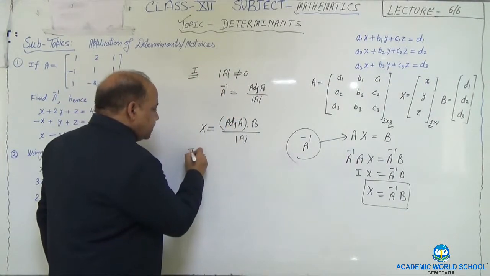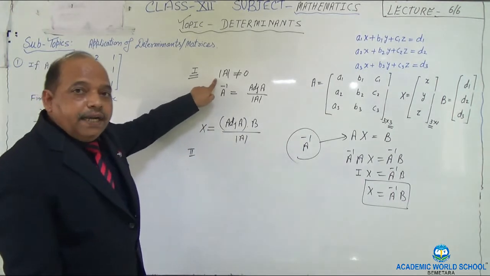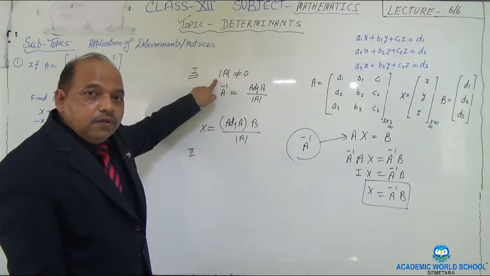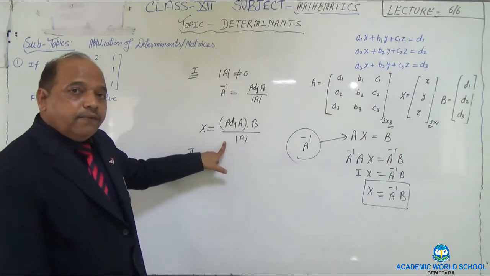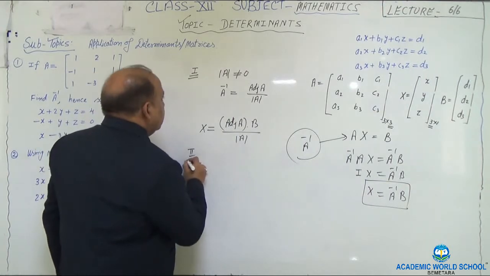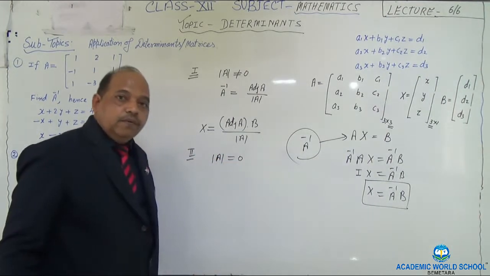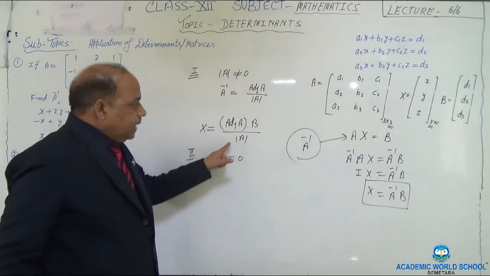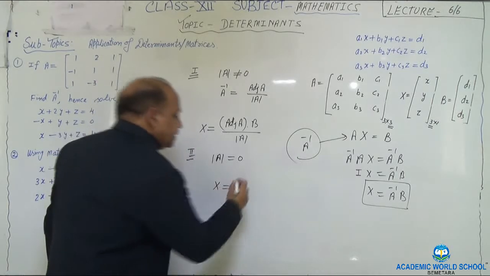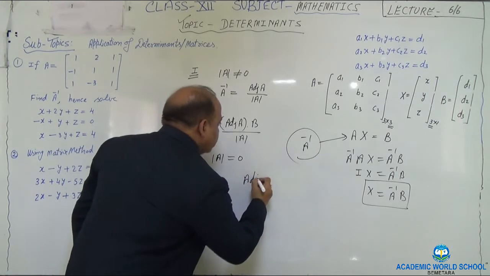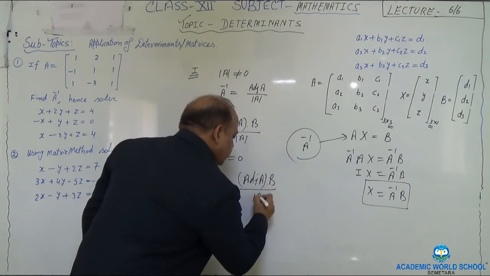Look at the second case. What happens? We said that determinant A is non-zero. We got the unique solution. Now, if I say that this determinant A is equal to 0. If this is 0, that means what will happen? You need to see that X, which you said is equal to adjoint A multiplied by B upon determinant A.